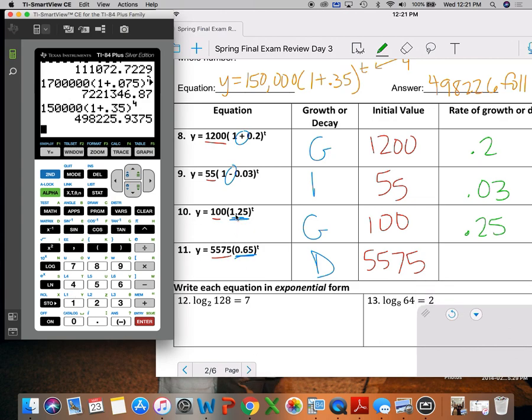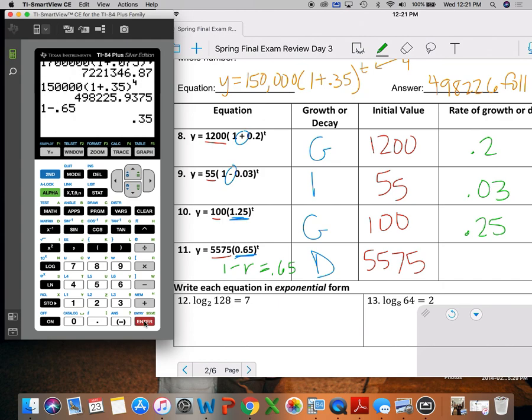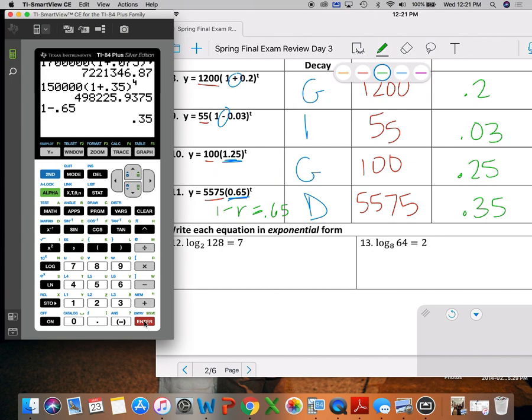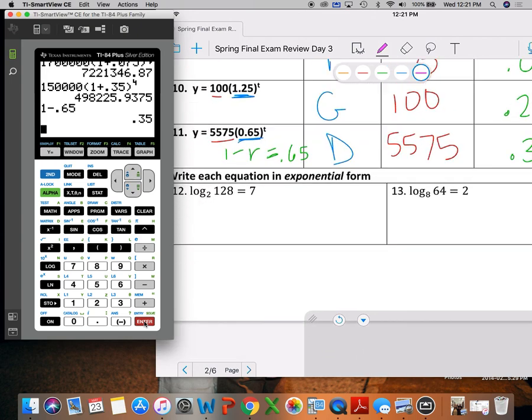So on problem 10, we have 1.25. Remember, we do 1 plus your rate. So if I have 1.25, it means they added 0.25. For decay, we do 1 minus the rate, and we got 0.65. So we're going to do 1 minus 0.65 to figure out what they subtracted from 1 to get 0.65. So 0.35. Those can also be written as percentages if you want.